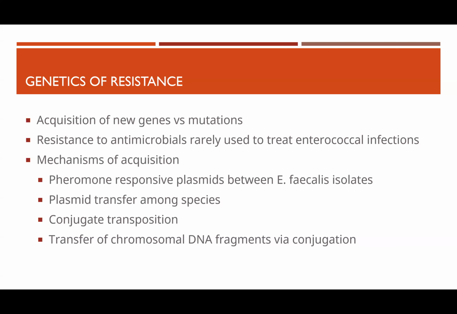With regards to the acquisition of new genes, there are several different ways of transferring DNA by conjugation that have been described. One mechanism involves pheromone-responsive plasmids, which cause plasmid transfer between Enterococcus faecalis isolates, and this is said to happen at very high frequencies.